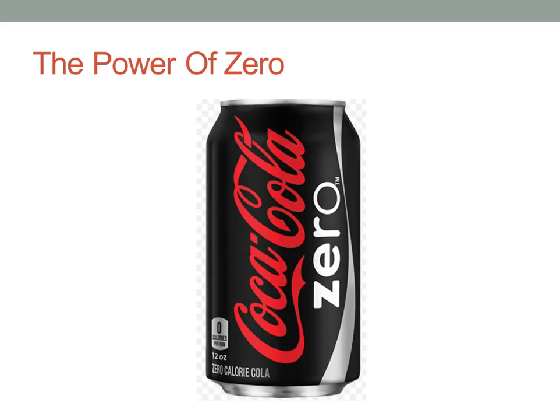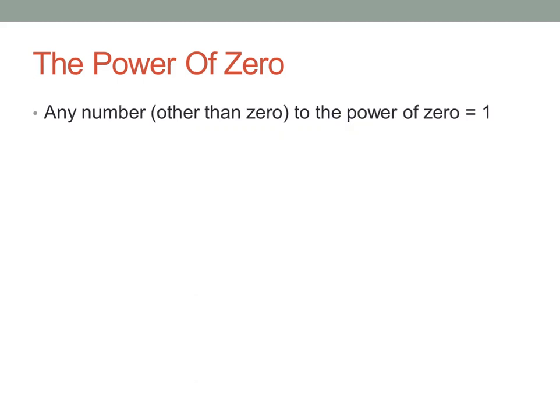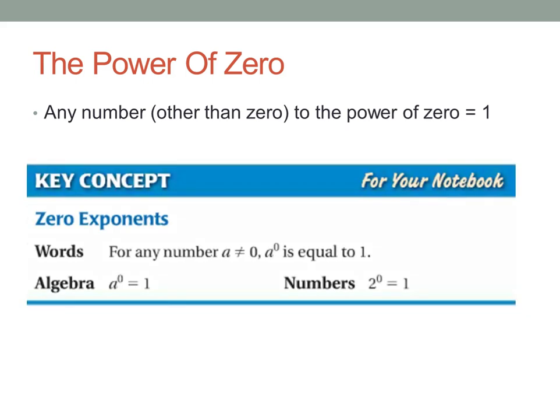So let's talk about the power of 0. And no, I'm not talking about code 0. I'm talking about the power of 0, which means any number other than 0 to the power of 0 equals 1. So this sounds pretty easy to just remember. Anytime you see an exponent of 0, any number to the power of 0, except that a can't equal 0, but any other number to the power of 0 equals 1.